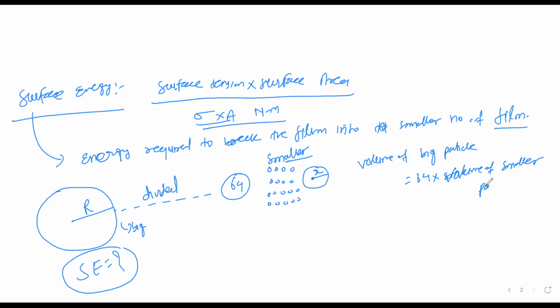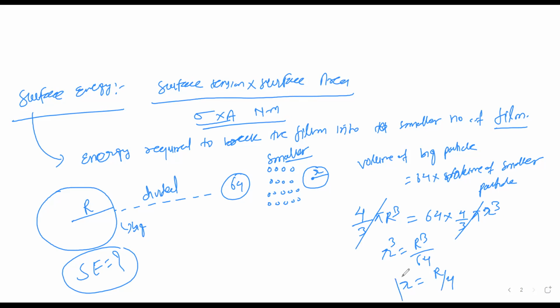The volume of the bigger particle will be equal to 4/3 pi R cube, because this is in a spherical shape, and 64 into 4/3 pi into small r whole cube. These two will get cancelled here. So small r cube is R cube by 64. So r will be equal to R/4. So the smaller radius I got here is capital R/4.